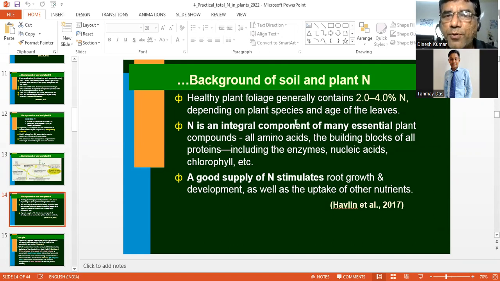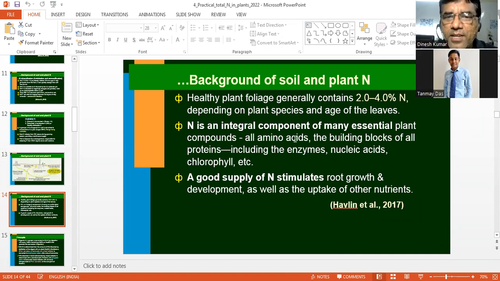So healthy plant foliage generally contains 2 to 4% nitrogen on average, depending on plant species and age of the leaves. Plant species means leguminous plants will have more nitrogen in their biomass than cereal plants or other plants. And normally younger plants have a higher nitrogen percentage than old plants.